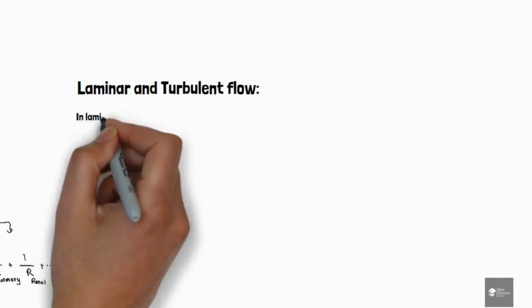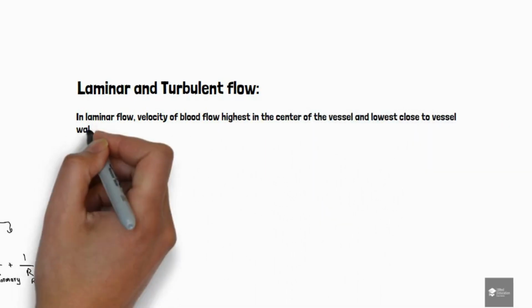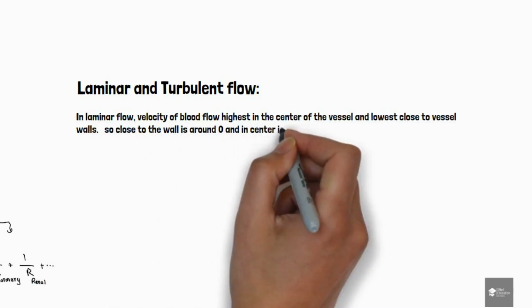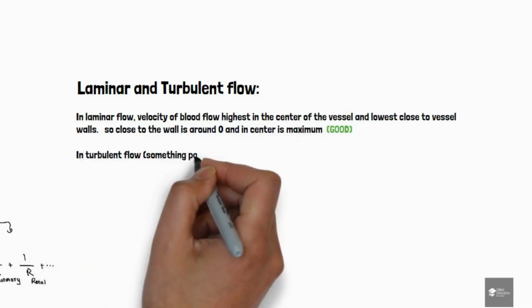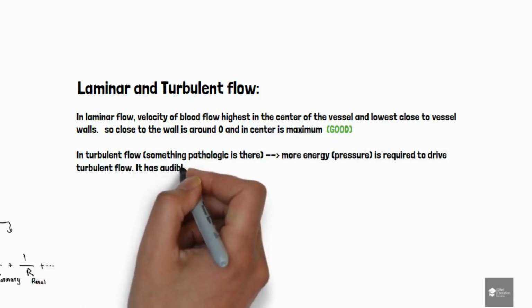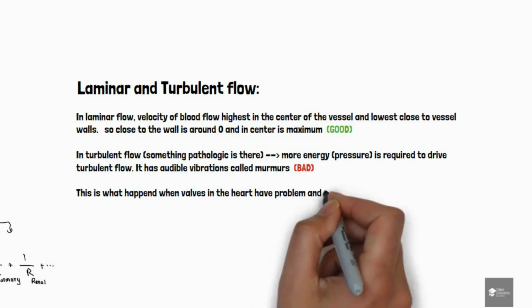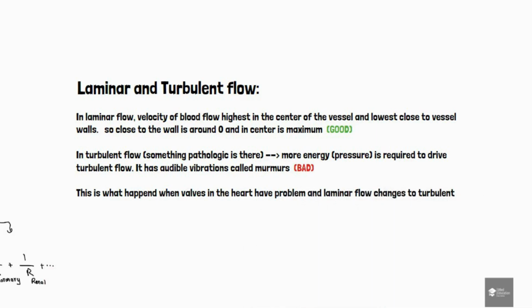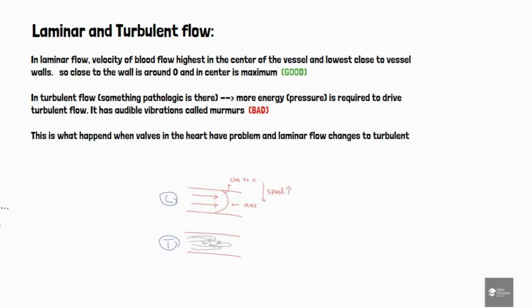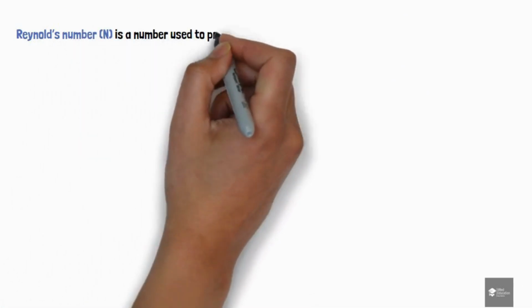Laminar and turbulent flow. So what do we mean by that? In laminar flow, the velocity of blood flow is highest in the center of the vessel and lowest close to the vessel wall. So close to the wall it is around 0, and in the center it is at maximum. It's a good thing. In turbulent flow, which means that there is something pathological, more energy or pressure is required to drive turbulent flow. It has an audible vibration called a murmur, and it's a bad thing. This is what happens when valves in the heart have a problem, and you can see the graph. As you see, laminar is in a good direction.